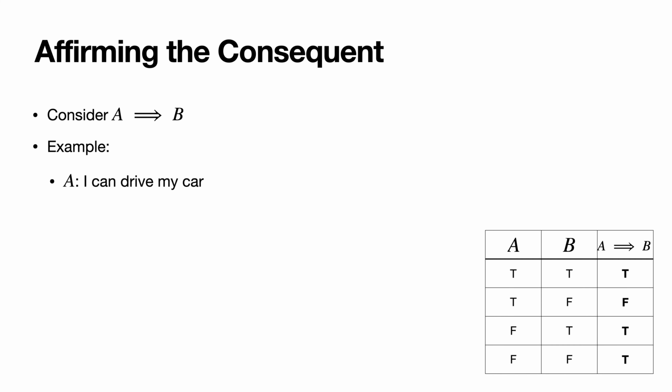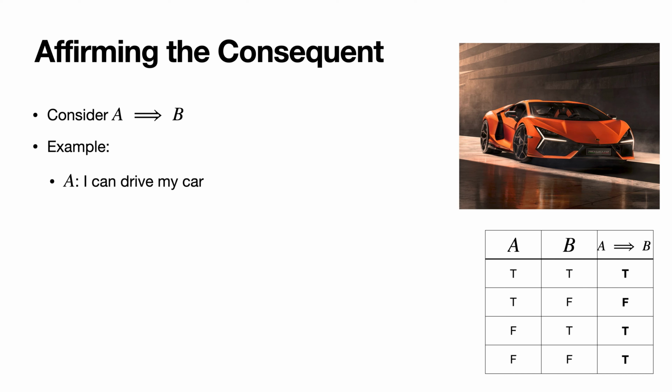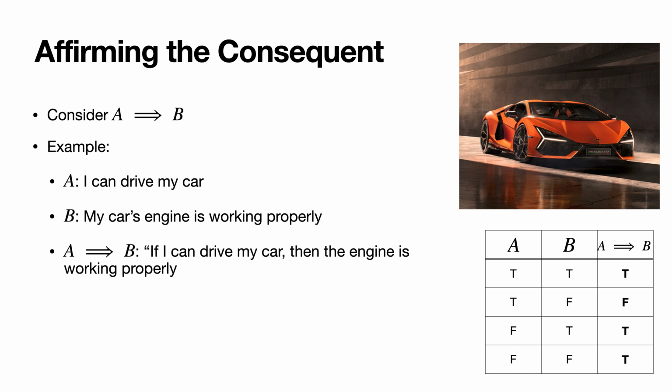And one example here is if we let A be the proposition that I can drive my car. This is not actually my car, and B is the proposition that my car's engine is working properly. Saying A implies B is like saying, if I can drive my car, then the engine is working properly. And this would be a true statement. This makes a lot of sense, right? If I can drive my car, then the engine must be working, because if the engine isn't working, I wouldn't be able to drive my car.